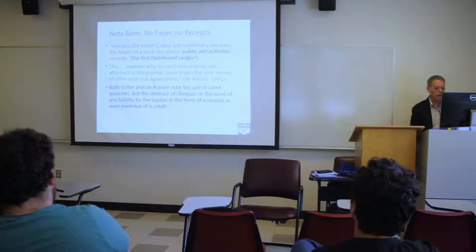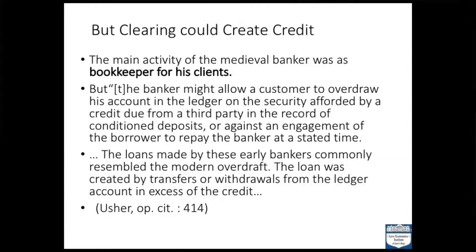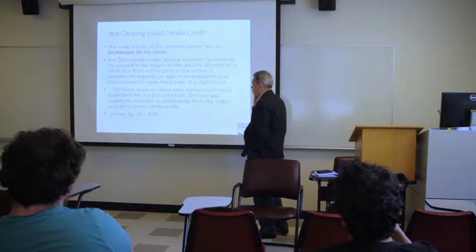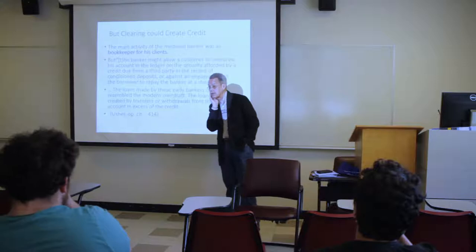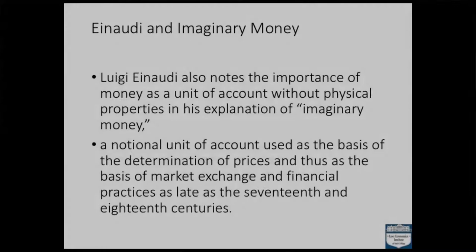Okay? Now, I've already talked about this business of clearing could create credit, and it's interesting that, in fact, Usher notes that it was possible for the notaries, he calls bankers, to use what he calls modern overdraft. Loan was created by transfers and withdrawals from the ledger account in excess of the credit. In fact, they would have frequently and occasionally intervene.